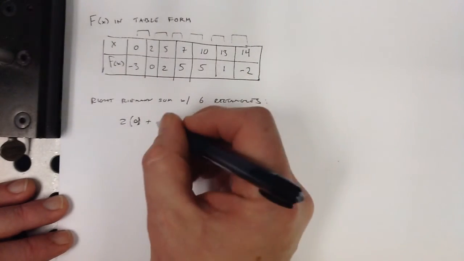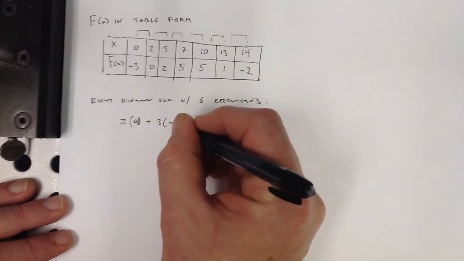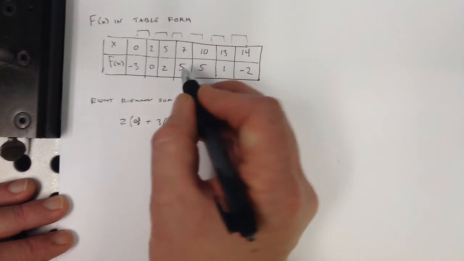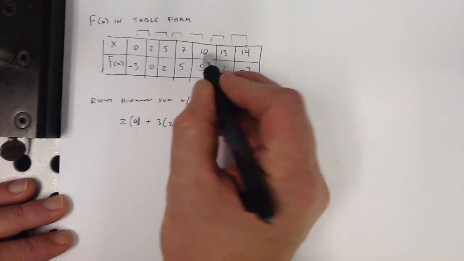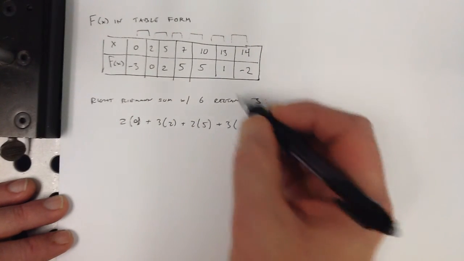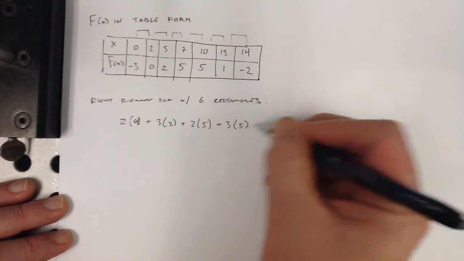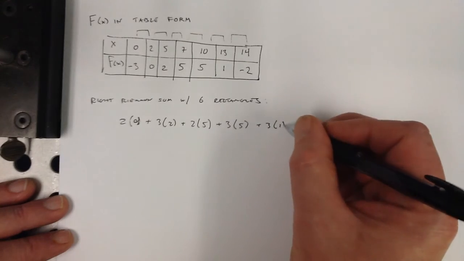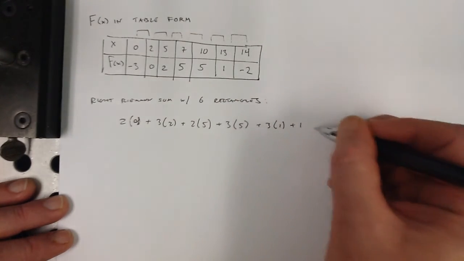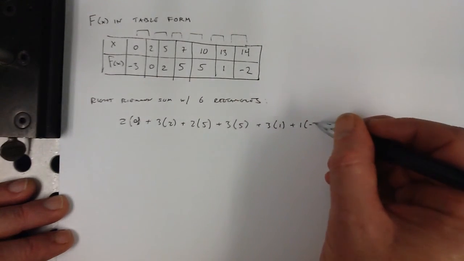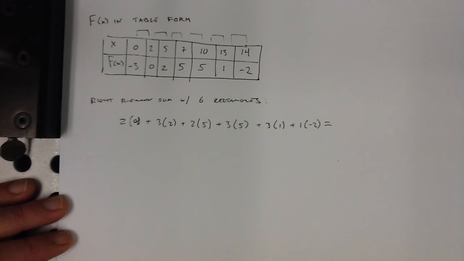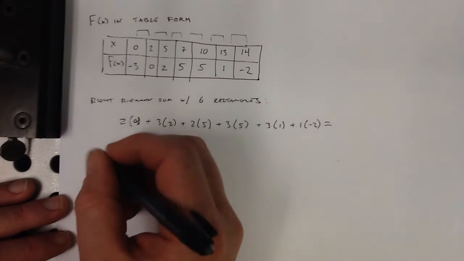The next one is 3 wide, height of 2. The next one is 2 wide with a height of 5. 3 wide with a height of 5. 3 wide with a height of 1. And 1 wide with a height of -2. And I'll let you figure out, you can pause and figure out what that is. You can use your calculator, whatever.